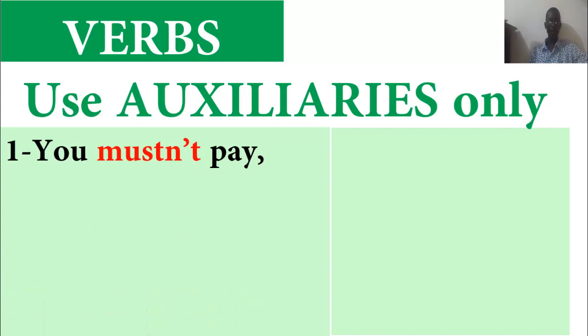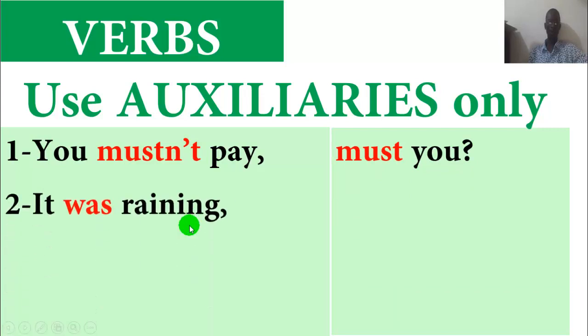Example, he mustn't pay. Mustn't is auxiliary, is a verb. We repeat the verb here. On répète must. Okay? Number 2, it was raining. We have was auxiliary. We repeat was, wasn't it. Okay? On respecte aussi la forme qu'on vient de voir. Mustn't negative, must affirmative, was affirmative, wasn't negative.